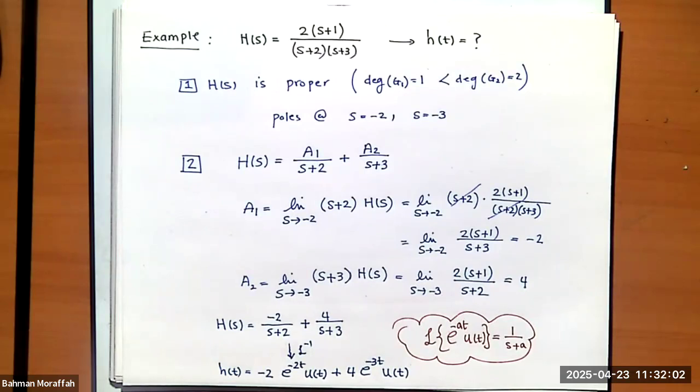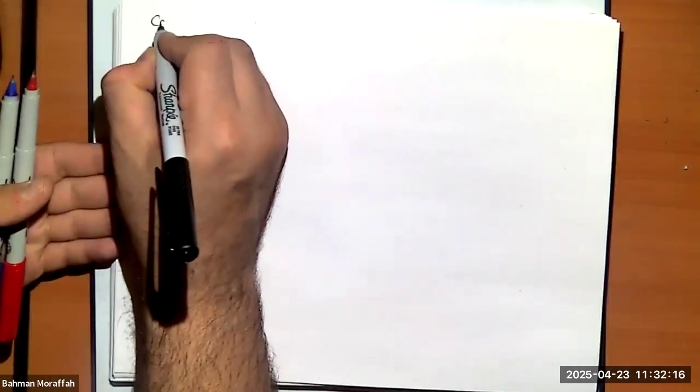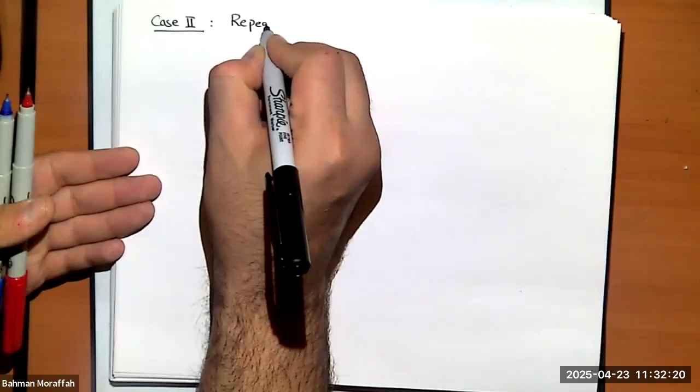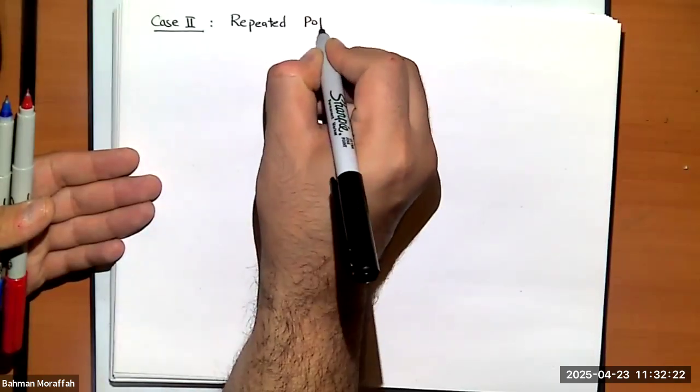Shortcut, we can find the constants. Done. And what do we have? So case 2. Repeated poles.